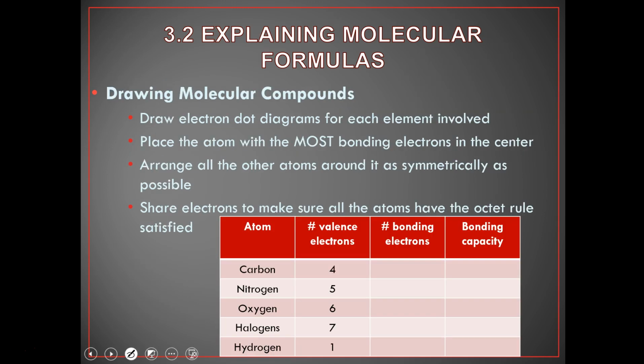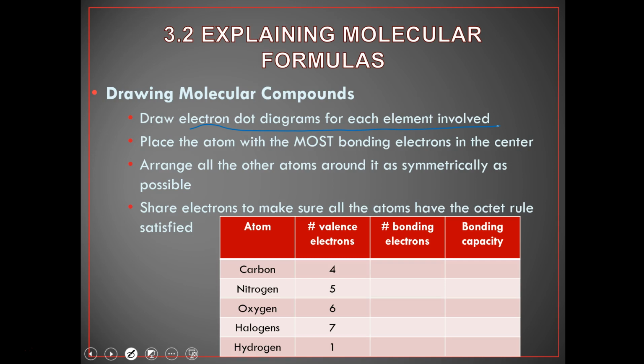Alright, so here's how we are going to draw these molecular compounds. So you draw the electron dot diagram for every element involved. So if I have, let's say, H2O, I'm going to draw the electron dot diagram for two hydrogens and an oxygen.